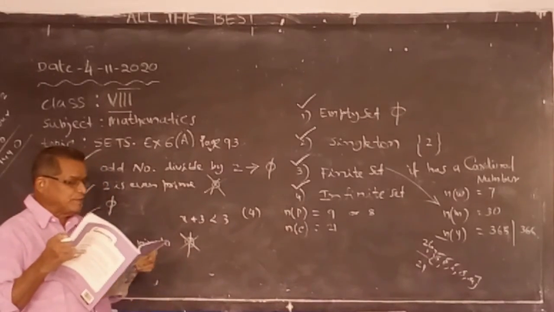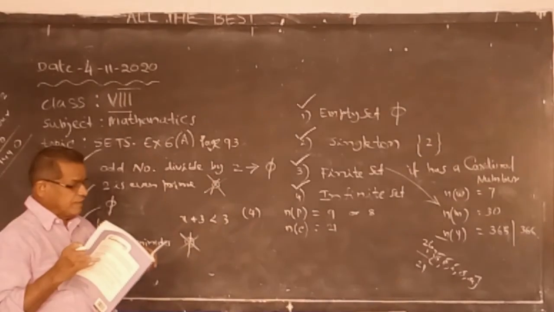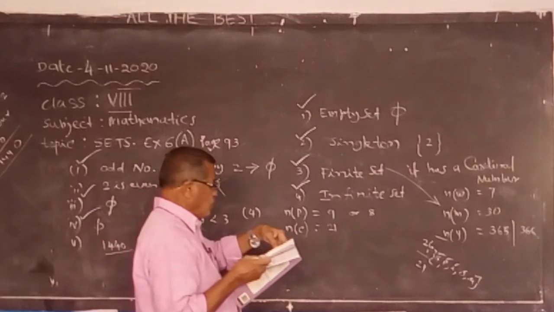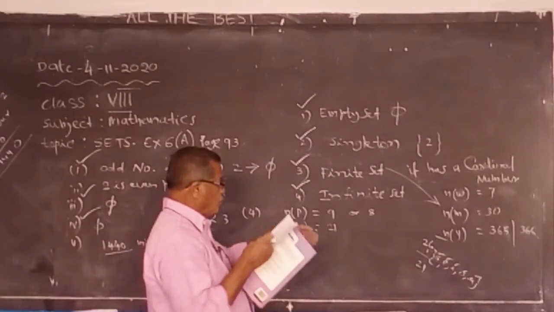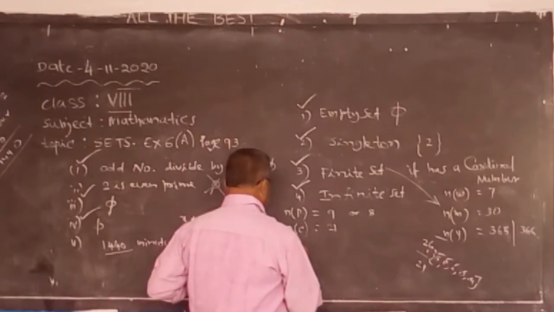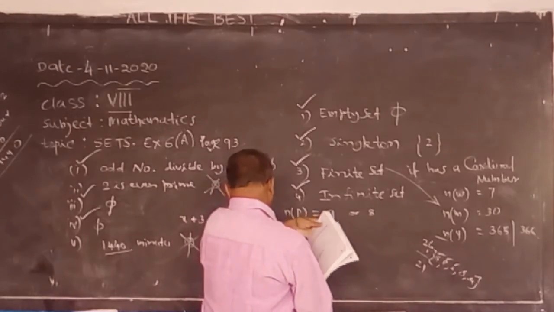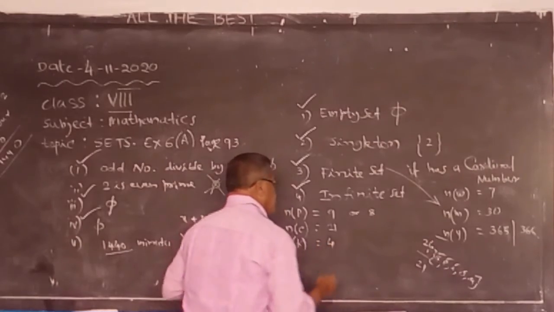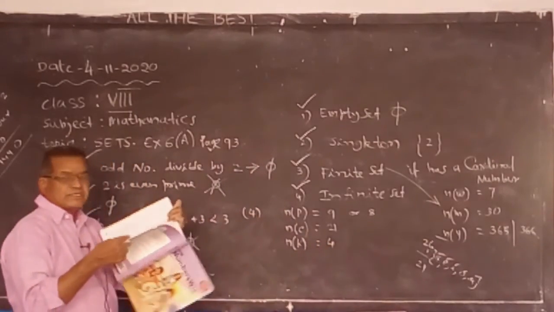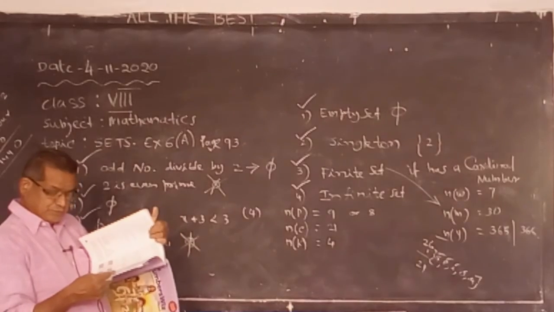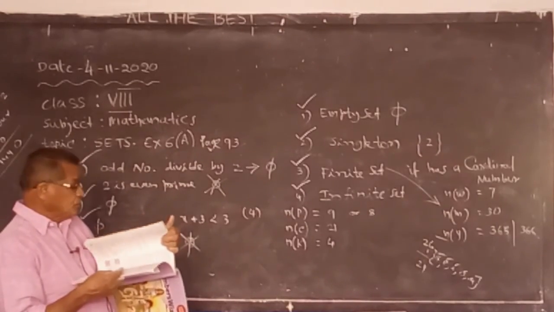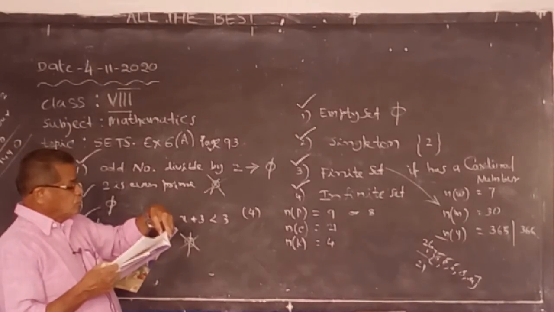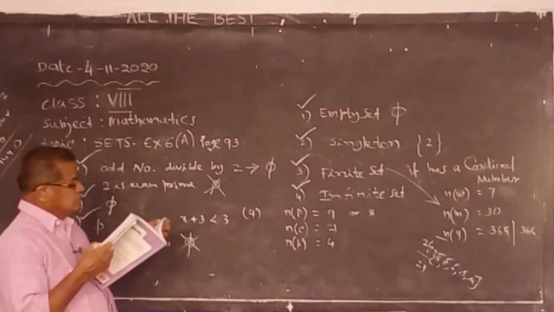Letters in the word maiden. How many letters are there? 1, 2, 3, 4. 4 letters. So the set is K, given n of K is 4. 4 letters are there, and repeated letters don't count.